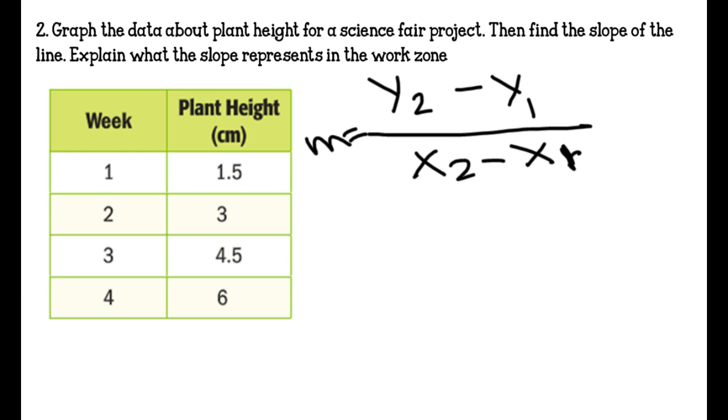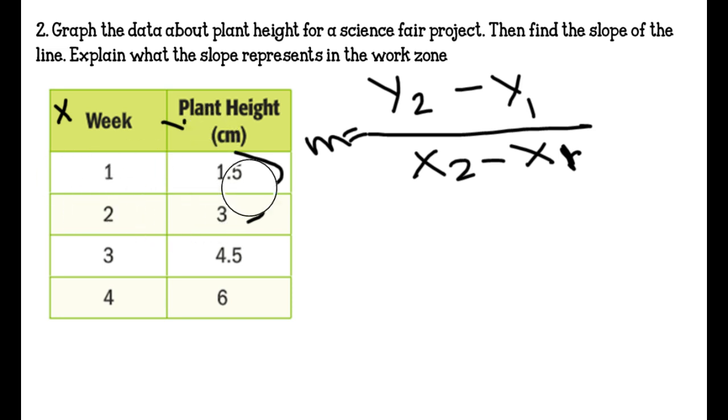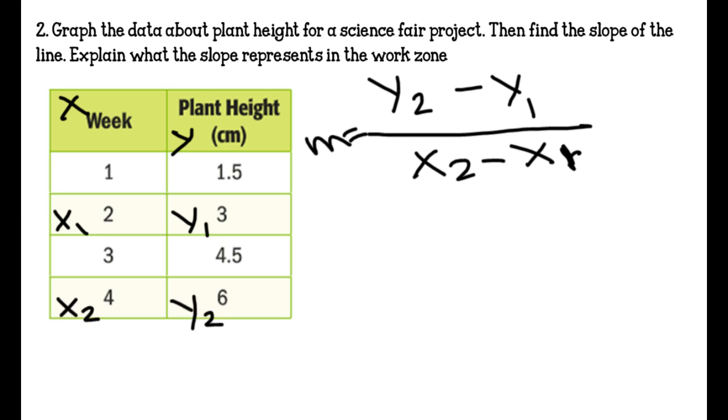So I'm going to pick 2 points. When I look at a table, these are all ordered pairs, okay? Every single set is an ordered pair. This is my X value. This is my Y value. Now, I personally don't like to work with decimals. I mean, if I don't have to, why use decimals? So I'm going to do, this is my X1, this is my Y1, this is my X2, and this is my Y2. So that way we don't have to use decimals.